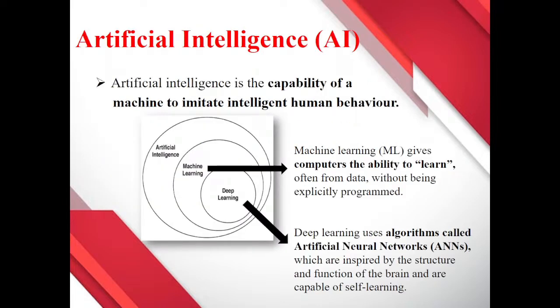So what is artificial intelligence? In simple words, it is a machine with a human brain or mind, the capability of a machine to imitate intelligent human behavior. That is AI. And in AI, two things are there: one is machine learning, another one is deep learning. This will be discussed by my friend in the next session. And in AI, the basic algorithm that we are using is the ANN.